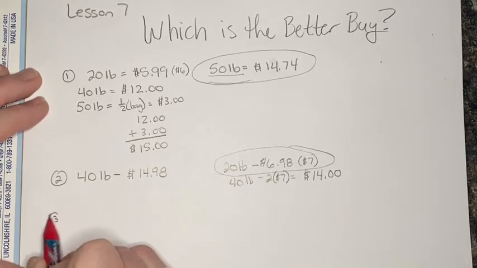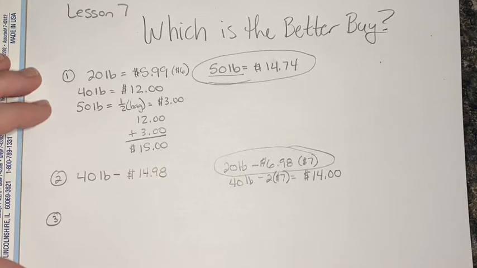So let's take a look at number 3. Number 3 reads that Gail bought sunflower seeds to mix with her bird food.